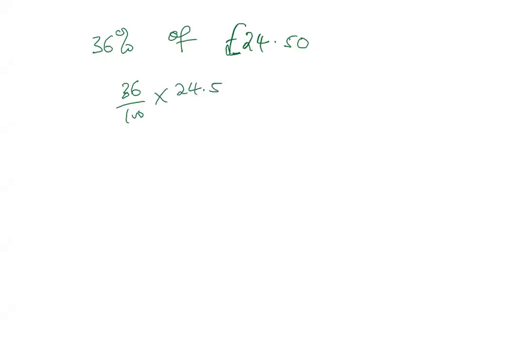So if you have something like this, what is 36% of £24.50? You go 36 over 100 times 24.50. So you multiply this on a calculator, 36 times 24.50. This time around, use a calculator. That gives you 882. Now divide that by 100. That gives you 8.82.